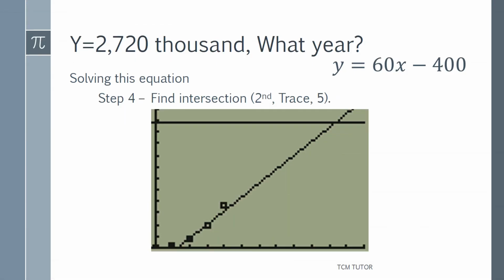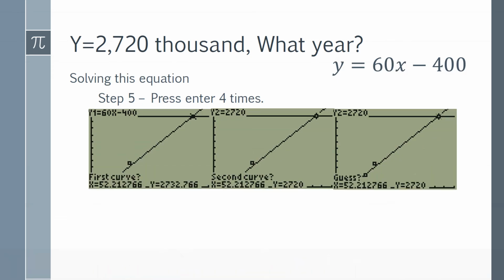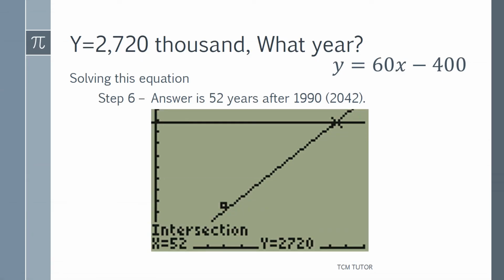To find that, you go to Second, Trace, and select option 5. So, first curve, second curve, guess, you press enter 4 times and it'll get you to where you need to be. Your answer is X equals 52. So, 52 years after 1990, or 2042, there will be 2,720,000 users on Facebook.